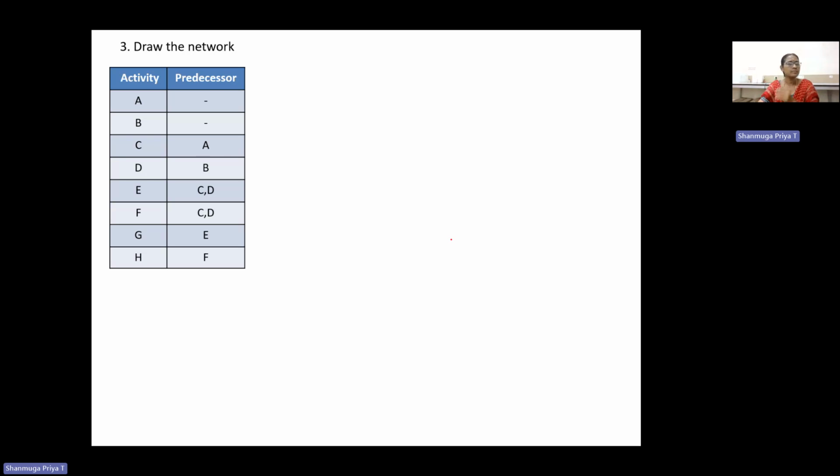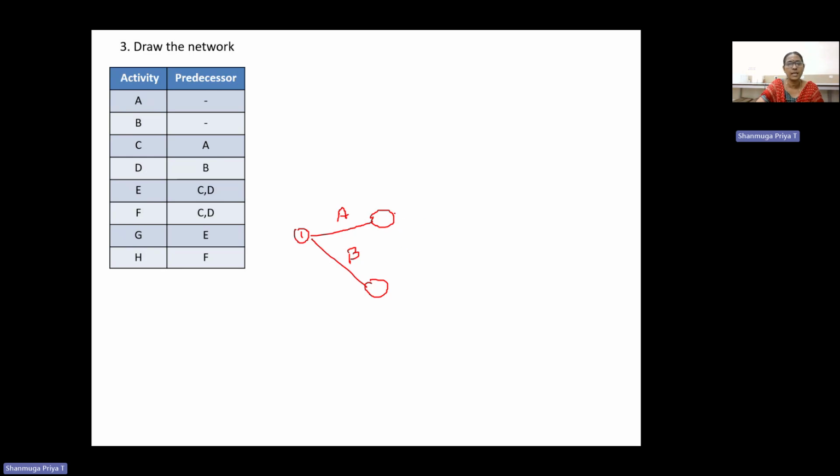Next is to draw the network. Here it is different from the previous problem. A set of activities is given, and for that the predecessor is given. We know a predecessor is a previous, preceding activity. If we draw the network, activities A and B both have no predecessor, which means that they are starting activities.